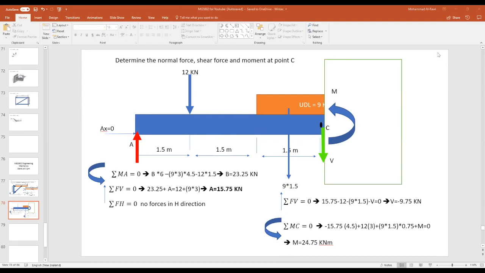let's see, I will go through this and then I will try to answer your chat questions. After that, we distributed the UDL, which will be 9 times 1.5, and it acts in the center of that distance, which is 0.75. And then we wrote the summation of forces in the vertical direction and the summation of moments about point C, and then we found the values. Now let's read your comments.